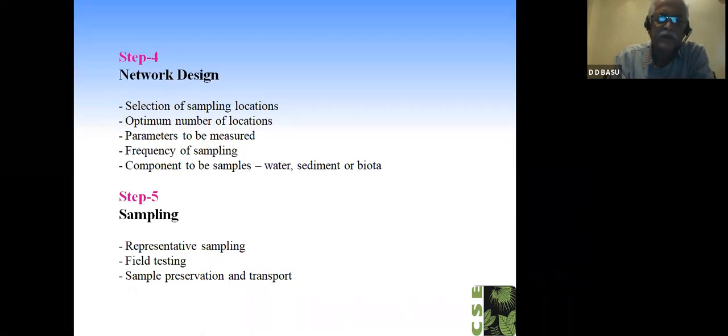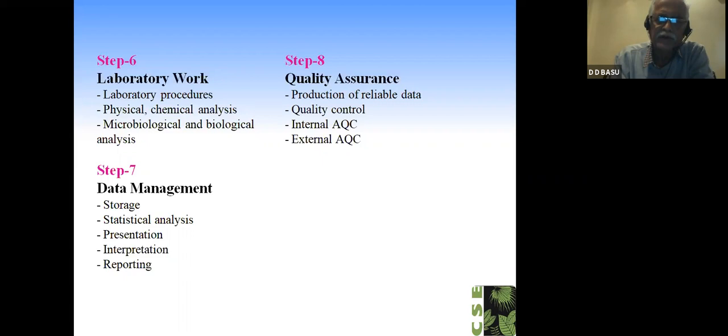Next. Laboratory work and laboratory procedures. The procedures have to be laid down by either APHA, the American Public Health Association, or BIS, the Bureau of Indian Standards. They are doing it under their purview. The Central Board has published a book that gives outlines and guidelines for water quality monitoring. Then a quality assurance program, internal accuracy and external accuracy. That laboratory should be a very good laboratory. That I have to say. And data management: storage, statistical analysis, presentation, interpretation, and reporting.